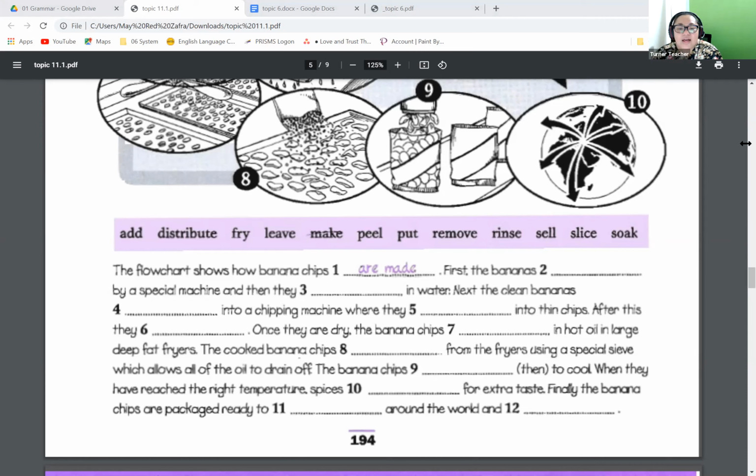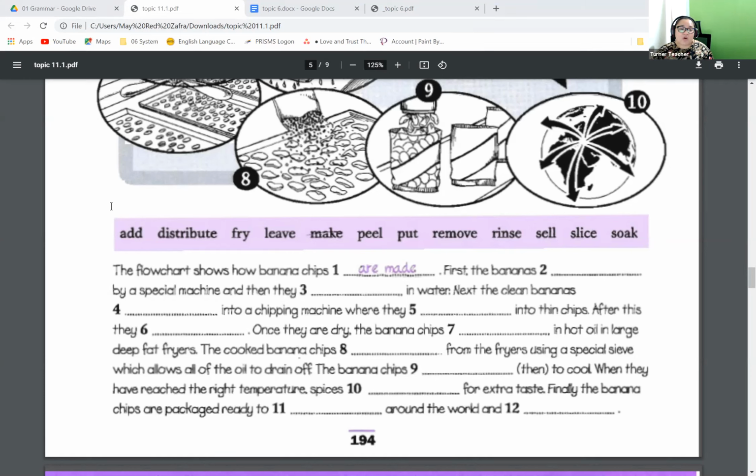Okay. So can I please ask? Sorry, what's that? Okay. So first, let's hear it from. So these are the words that you have: add, distribute, fry, leave, make, peel, put, remove, rinse, sell, slice, soak. Which means to say that these words has got to be past participle first. So let's have a little bit of practice for that. And don't forget that you need your be verb in front of it.